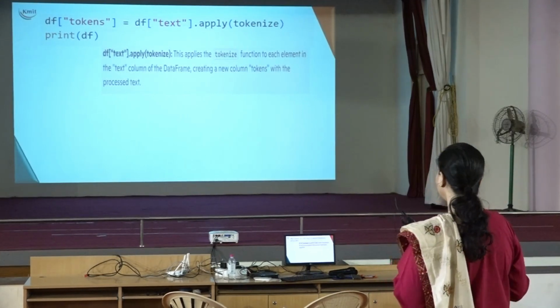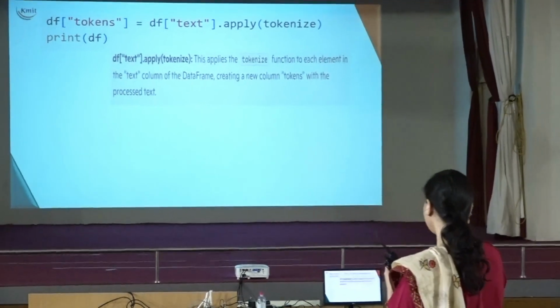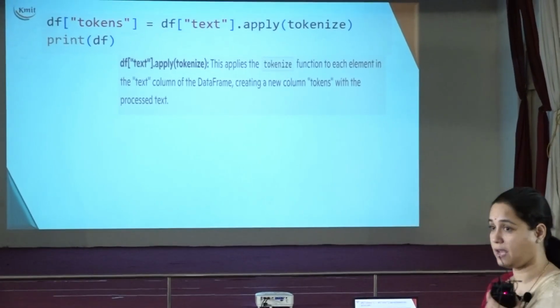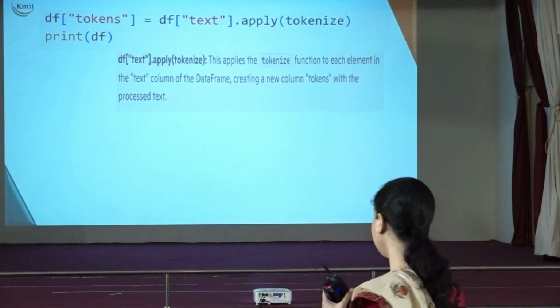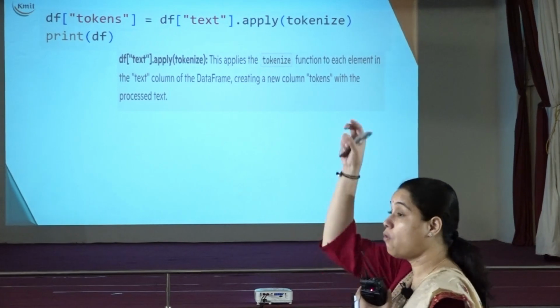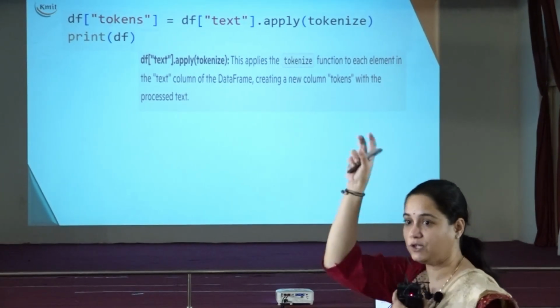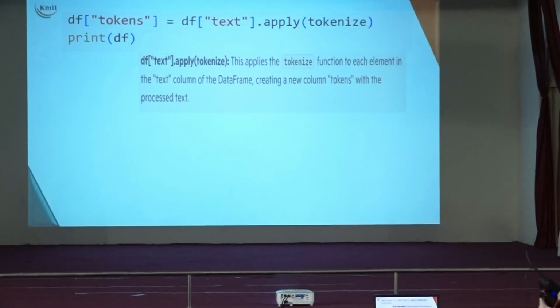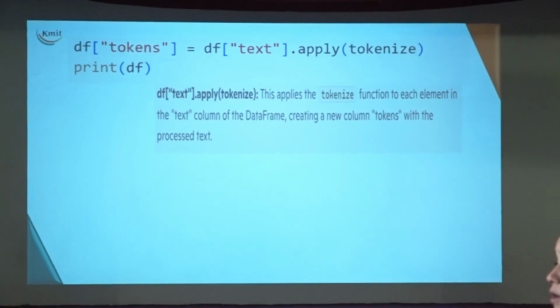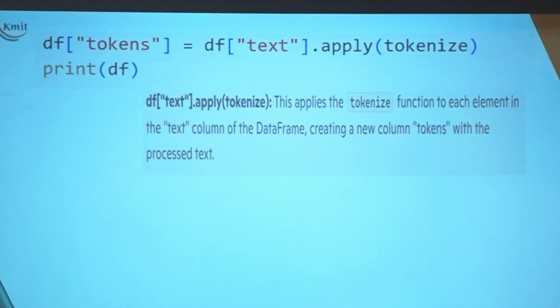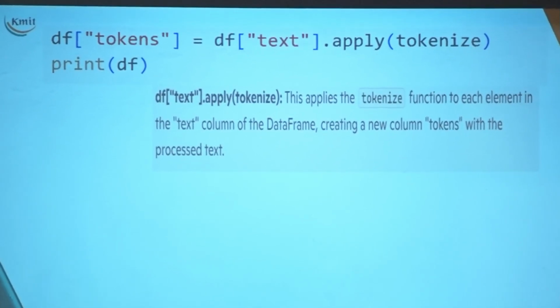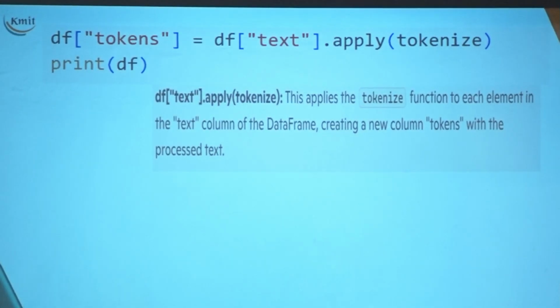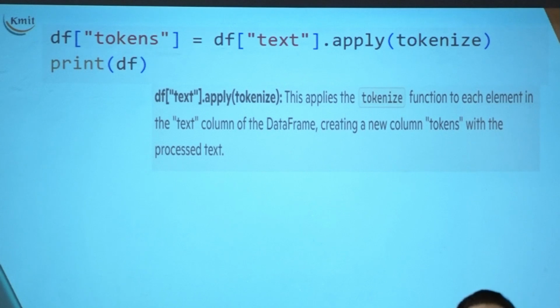This will apply the tokenize function you just created to each element in the text column of your data frame. Your text was in a column of your data frame, no? Yes. So it applies the tokenize function to each element in the text column, creating a new column, tokens, with the processed text. Are you understanding? So now what are you getting?